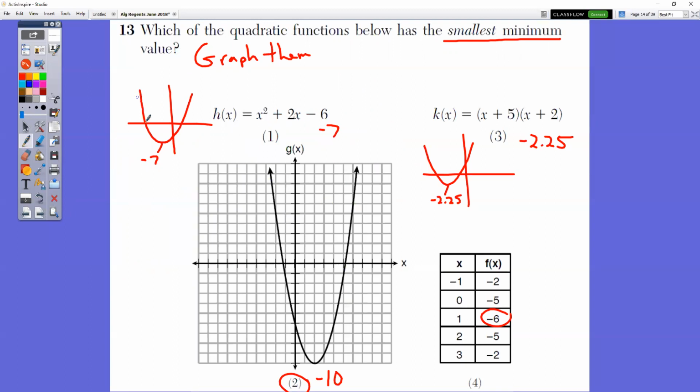So you should just graph it. When you graph this one, you get that this low point right here on the bottom part of the parabola is -7. On this one, when you go to graph it, the lowest point on the parabola is -2.25. The lowest point on the parabola in this one is -10. And according to these points, the lowest one would be the lowest point for our y value, because f of x just means y. The lowest point here is -6. So out of -7, -2.25, -10, and -6, the smallest number is -10, which is choice 2.